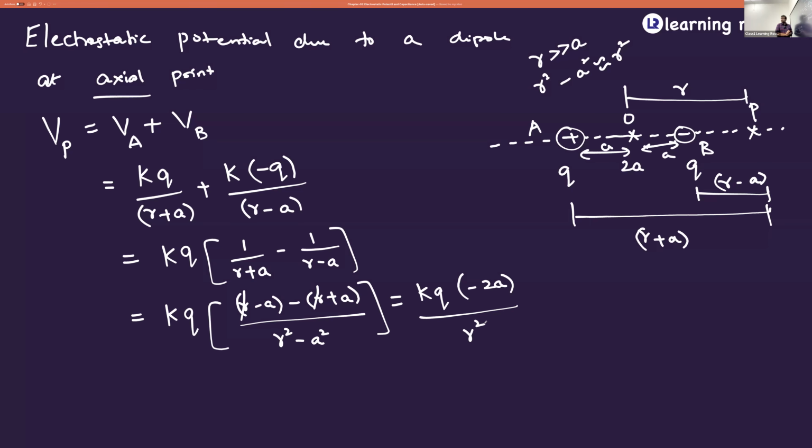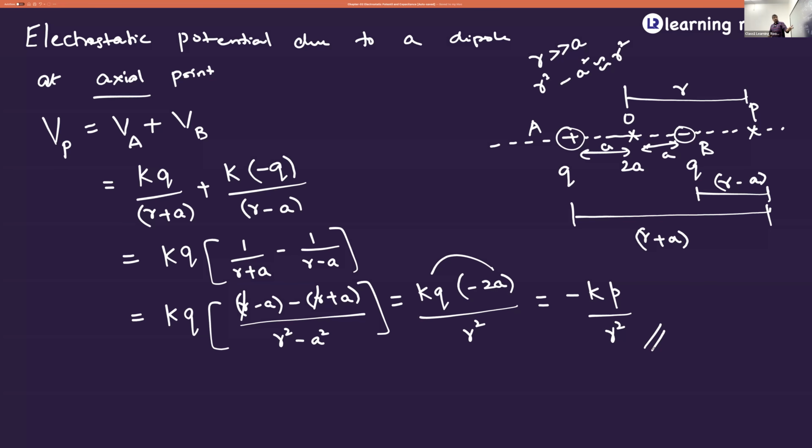So 2A multiplied with Q is going to give us the dipole moment. So minus of K into this Q into 2A, I'm replacing it with the dipole moment, the whole divided by R square. So this is going to be the value of electrostatic potential at point P, where this point P is considered to be the axial point. But R square minus A square is approximated, right? So here if you observe, minus Kp divided by R square is the value of electrostatic potential at point P, right?